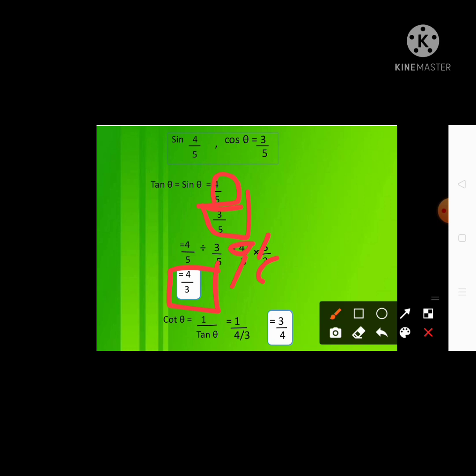Cotangent theta is equal to 1 over tangent theta, which is equal to 1 over 4 over 3. So we cancel the 1, and what is left is 4 over 3. So this is the final answer, 4 over 3.